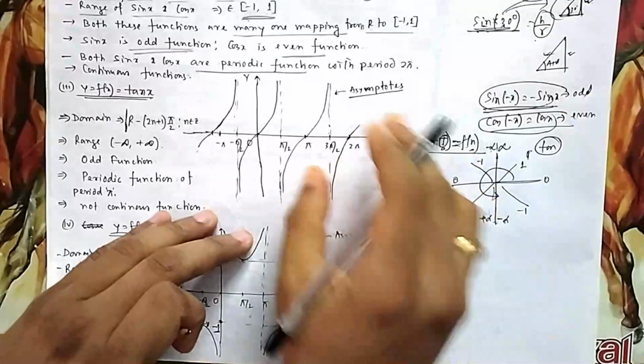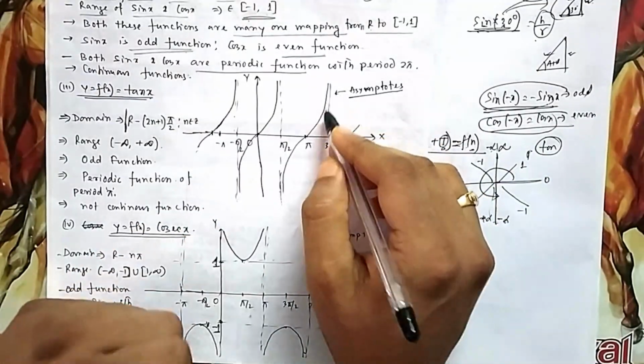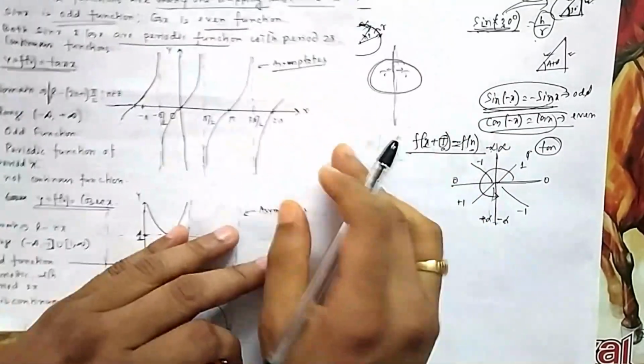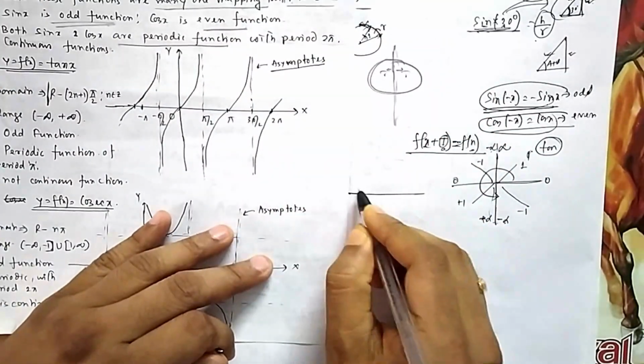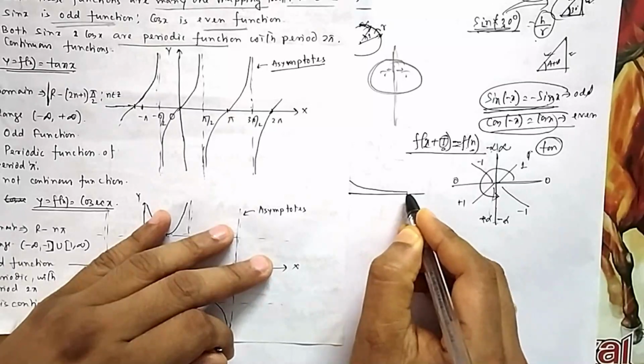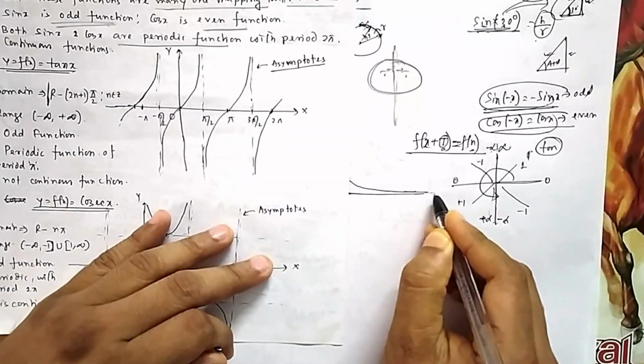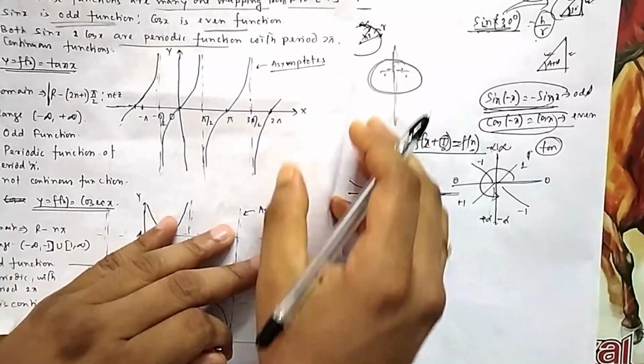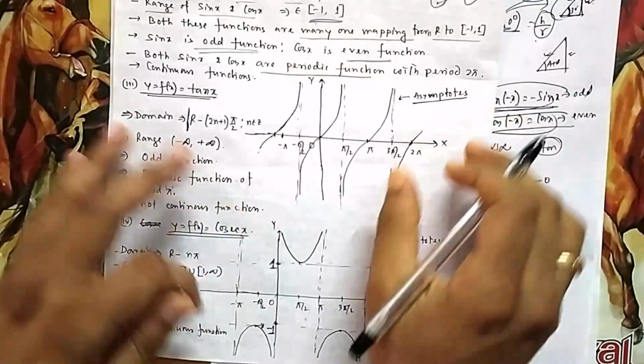You will find asymptotes in graphs. Asymptotes are lines where your curve will follow that line, but it will never touch. It will always go along with this. If it is an asymptote, your original curve will follow this. It will go as close as possible, but it will never touch this line. This is known as asymptotes.